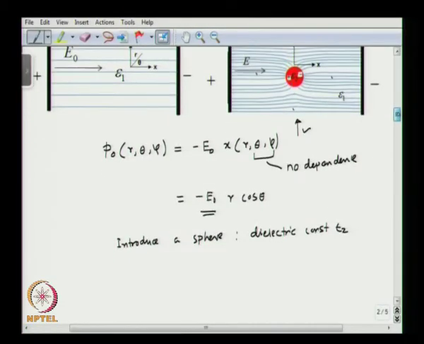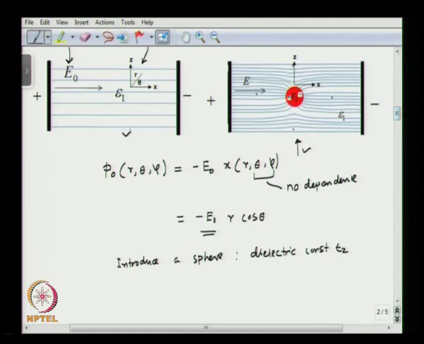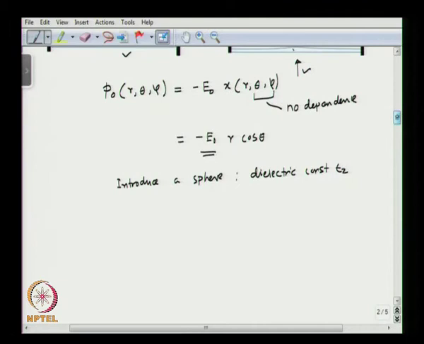And when we introduce this sphere into the uniform electric field, the electric field itself gets perturbed. Because of the presence of the electric field, this dielectric sphere is going to be polarized, and the polarization of the dielectric sphere is going to perturb the electric field. That is what we see here: the uniform nature of the electric field is perturbed, and the whole electric field gets modified as you see on the right side. Because of the modification of the electric field, the potential distribution also changes.